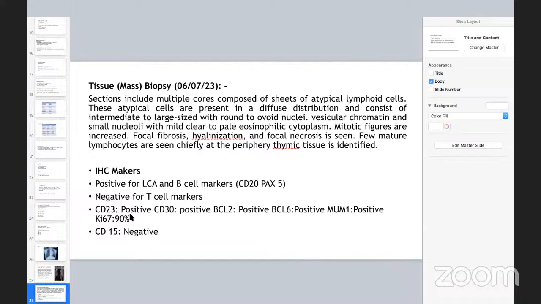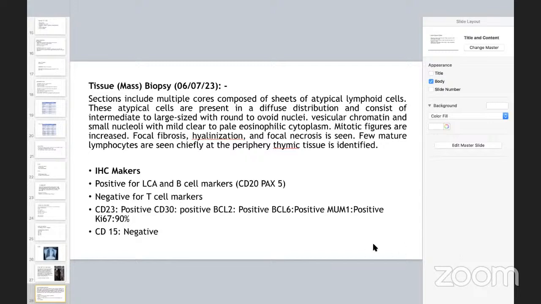This was followed up with a tissue mass biopsy, which showed sheets of atypical lymphoid cells present in a diffuse distribution, consisting of intermediate to large size cells with round to ovoid nuclei and vesicular chromatin, with mild, clear to pale eosinophilic cytoplasm. Mitotic figures are increased. There was focal fibrosis, hyalinization, and focal necrosis. Few mature lymphocytes are seen, chiefly at the periphery.